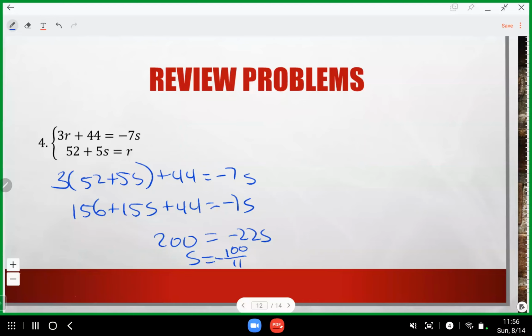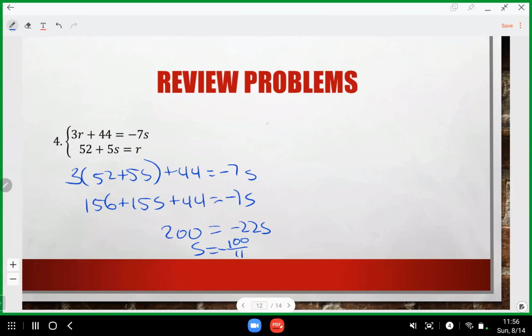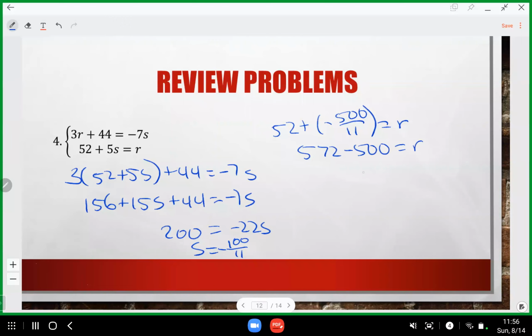All right, and then s: 52 plus negative 500 over 11 is going to be equal to r. Multiply everything by 11. 52 times 11 is going to be equal to 572, minus 500 is going to be r. R is going to be equal to 72.